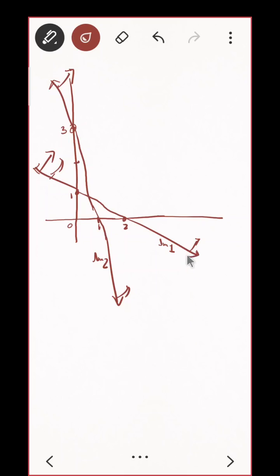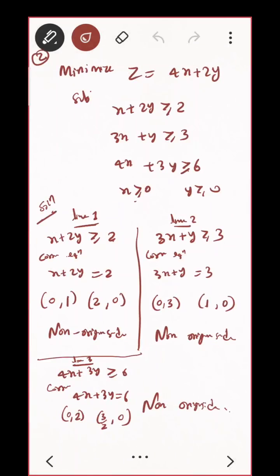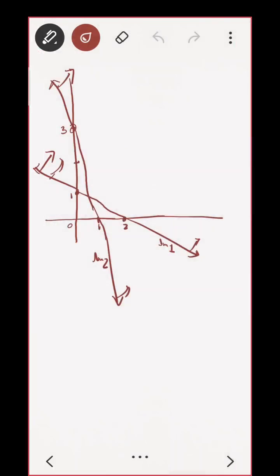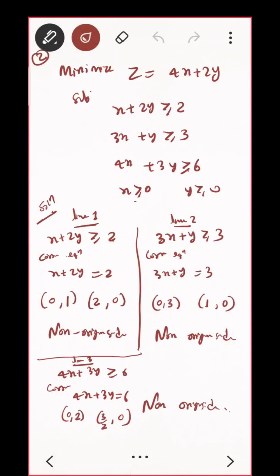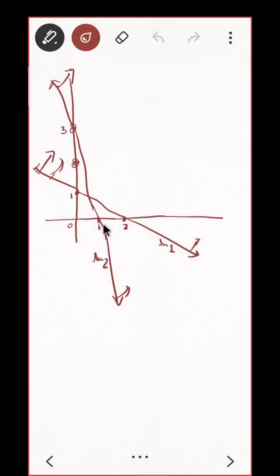What about the next one? That is 0, 2. That means on y-axis this is 2. So this point, and on x-axis it is 3 by 2. That means 1.5. No? So it will be here. 3 by 2. So graph will be something like this. Correct? And this is also telling me to go there. So what will be the feasible region? Can somebody tell me?